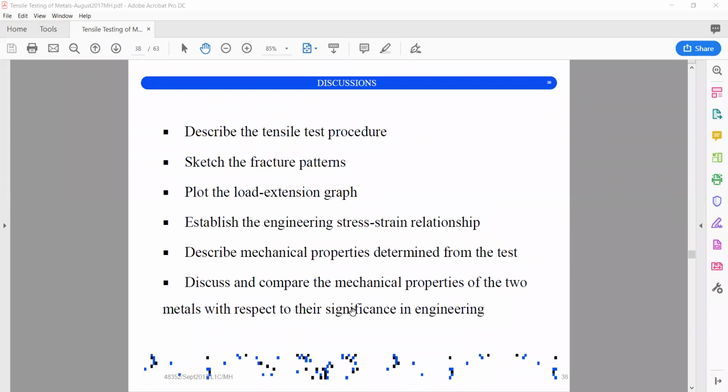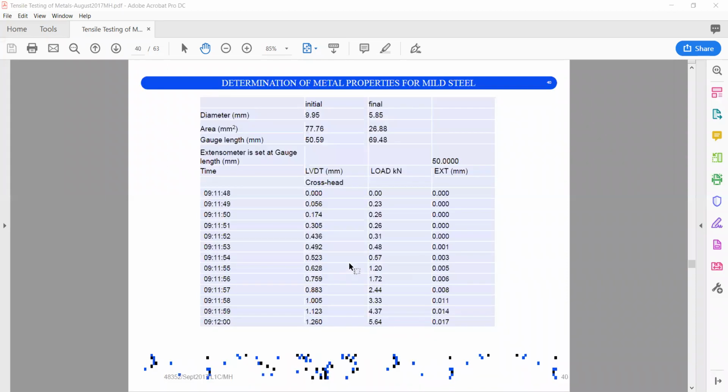So these are some of the things that we need to discuss. What is the tensile test procedure? Sketch the fracture patterns, plot the load versus extension diagram, then plot also the stress strain diagram, then determine mechanical properties, and also discuss what is the engineering significance of those two samples. Which one is good for engineering applications?